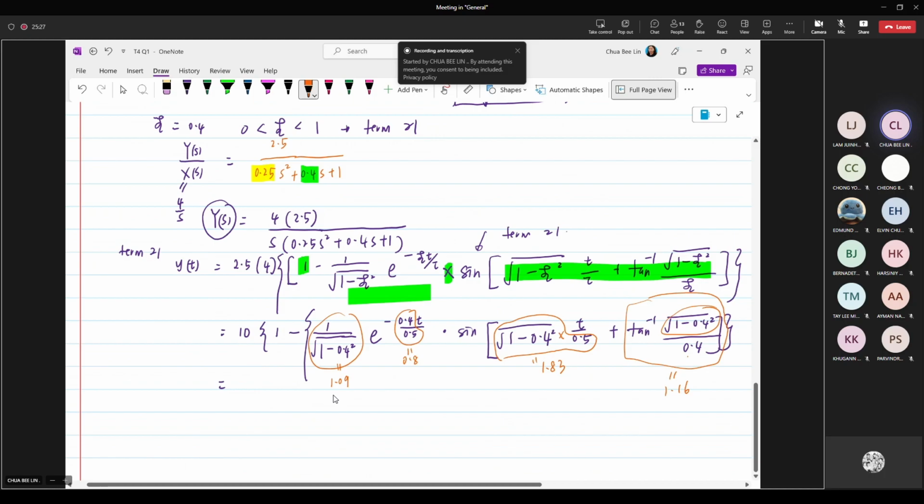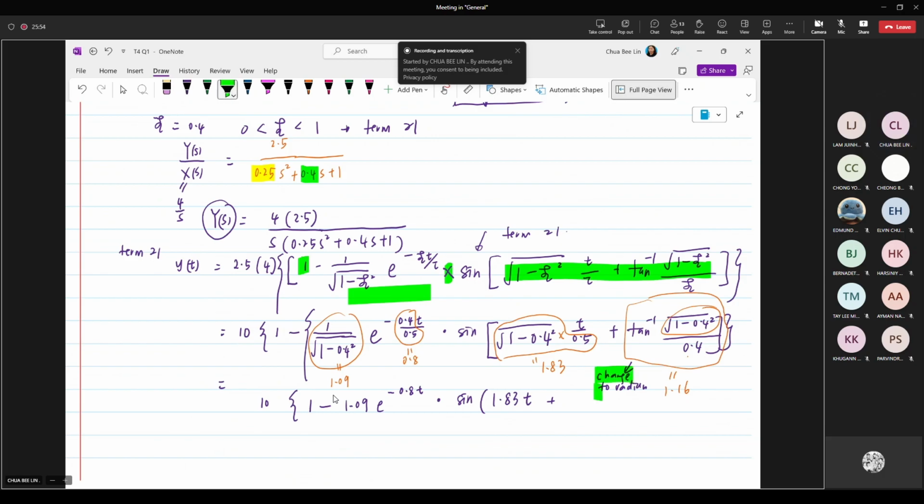So you have the 10 square, the bracket 1 minus 1.09 e negative 0.8 t, then multiply with sine, then bracket 1.83 t plus this one changed to radian. Your calculator must be changed to radian. Arctangent, you will get the answer 1.16. So this is your YT.